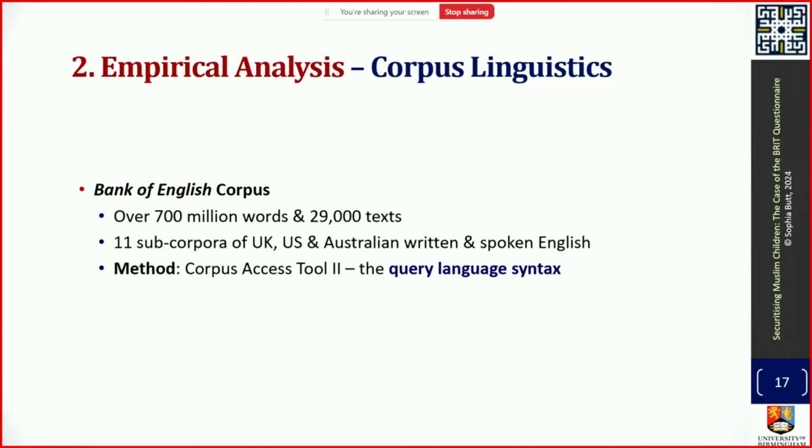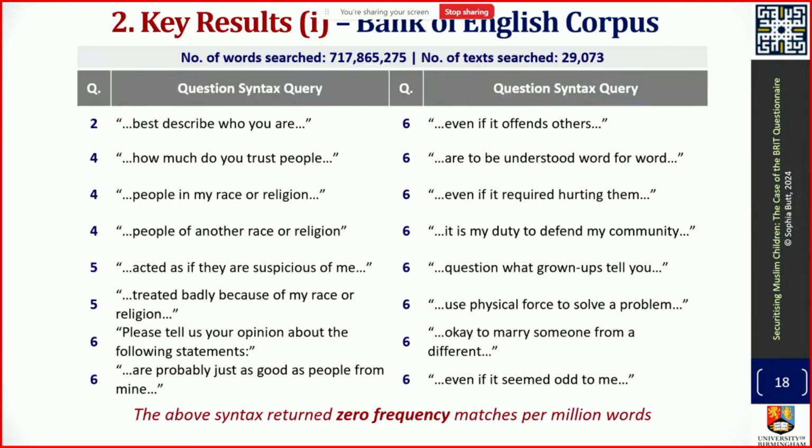I wanted to look at the syntax and the order of the words, the grammatical occurrence of the words in the questionnaire to determine what kinds of texts, of these different texts here, these particular phrases and the particular syntax typically occur in. And the results were as follows.